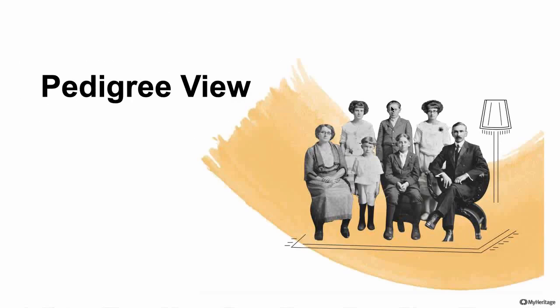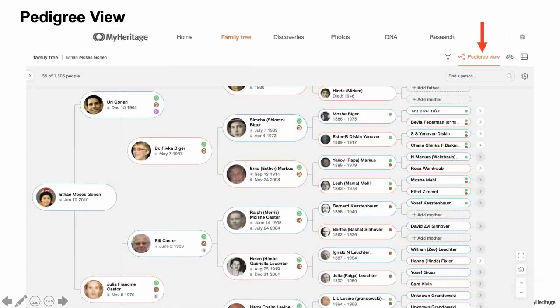Let's move to the pedigree view, which is the second view in the section here at the top right. So pedigree view, as its name suggests, has a different layout where we look at a person and only their ancestors. So here is my son again, myself and my wife, and grandparents in the next level, great-grandparents, and so on, 6 generations altogether.